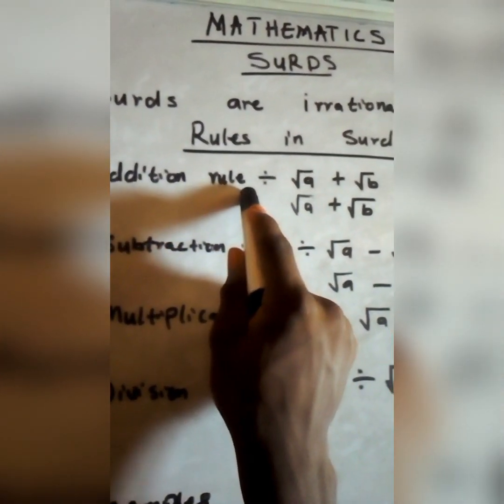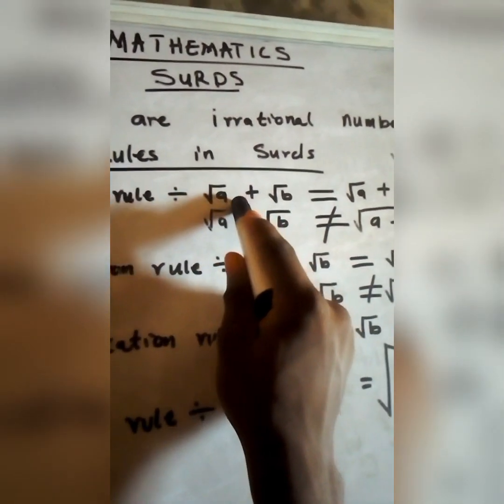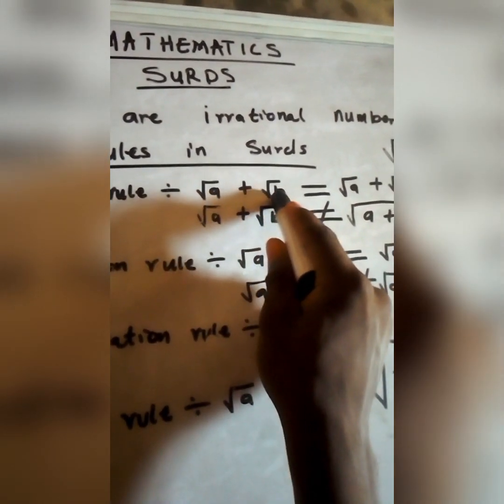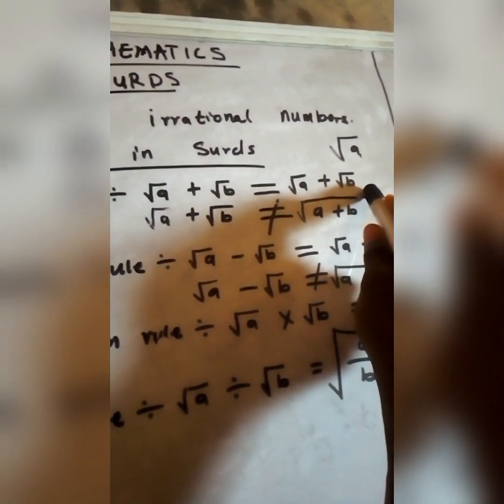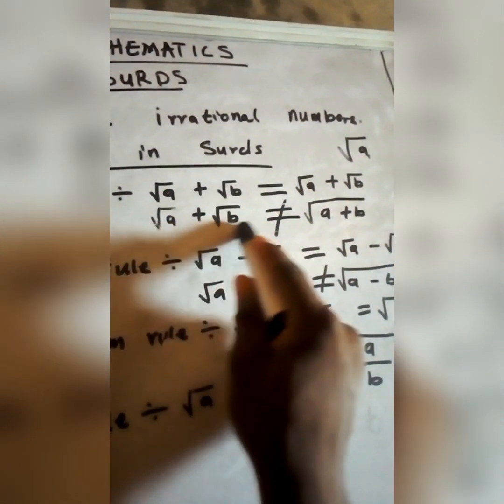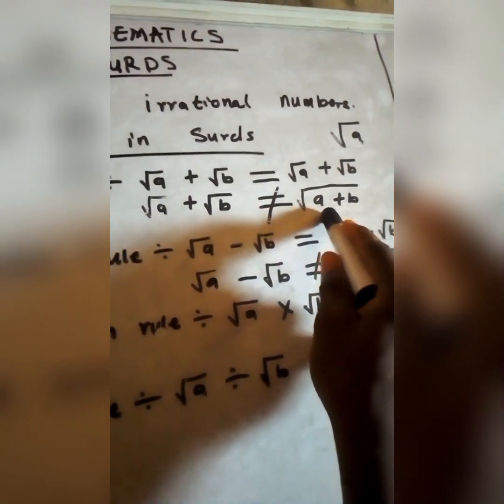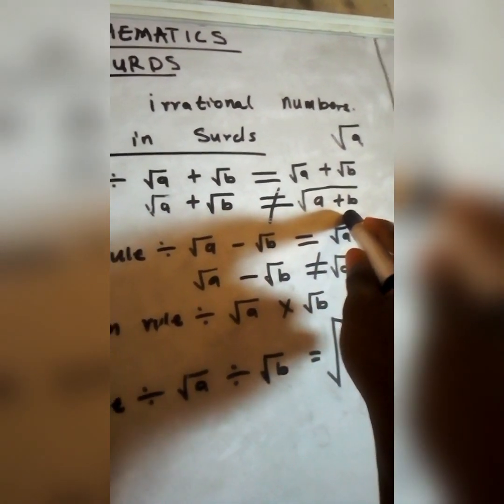The addition rule states that root of a plus root of b is equal to root of a plus root of b. Yes, root of a plus root of b is not equal to root of a plus b. That's the addition rule governing surds.